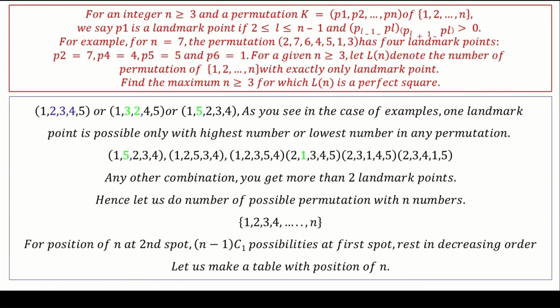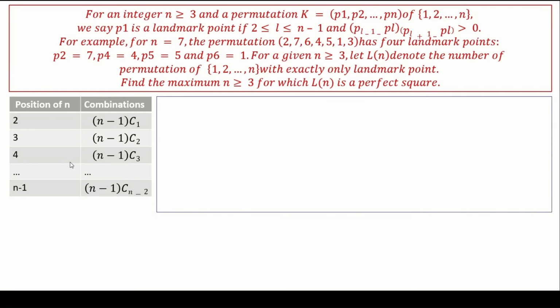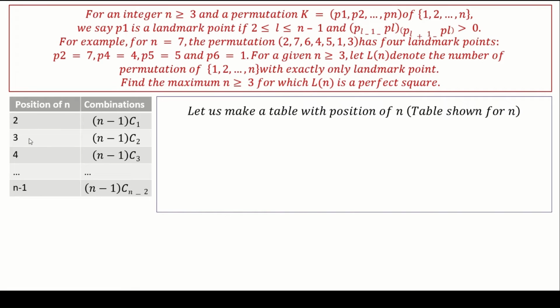Now let us make a table. If n is in the second position, we have n minus 1 C1 possibilities. If n is in the third position, then the first two spaces can be filled with any two numbers, but in only one order, increasing order. So that is n minus 1 C2. The rest will again be in increasing order. Similarly we have 4, then up to n minus 1. N minus 1 will have how many combinations possible? N minus 1 C n minus 2. These many combinations are possible.